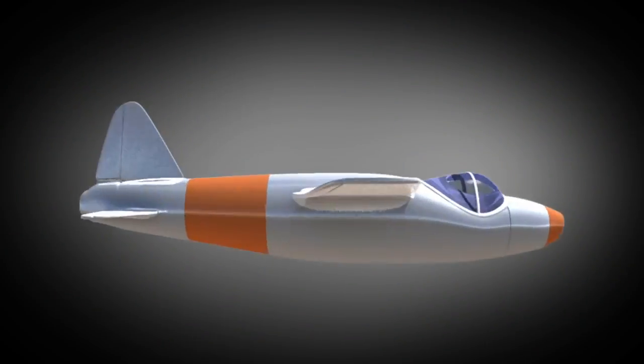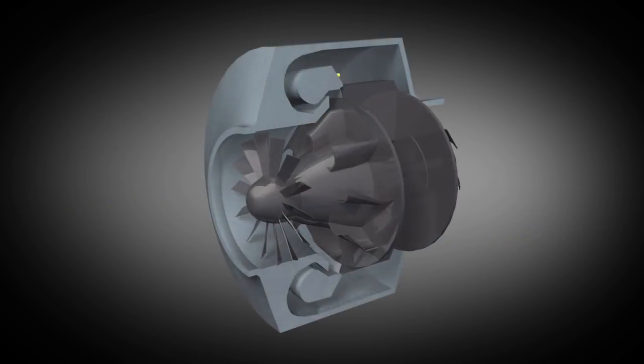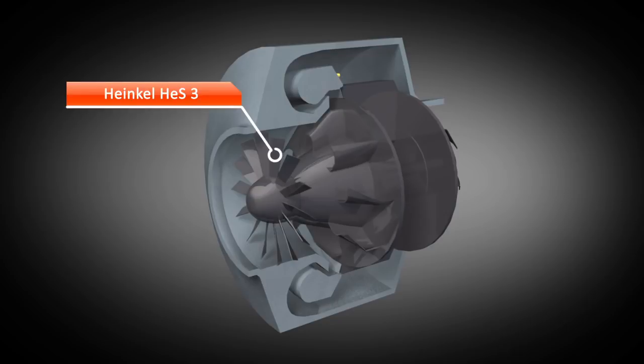The air entered through the nose in the front, was then directed to the engine, was burned, and left the aircraft through the tail. Because engines still work today according to that principle, let's examine the engine of the HE-178 and its working principle.